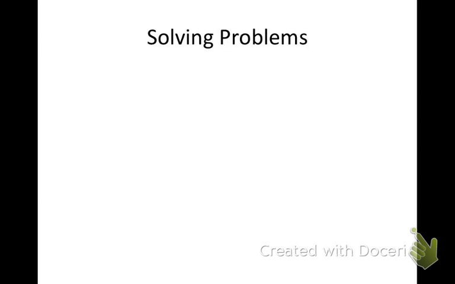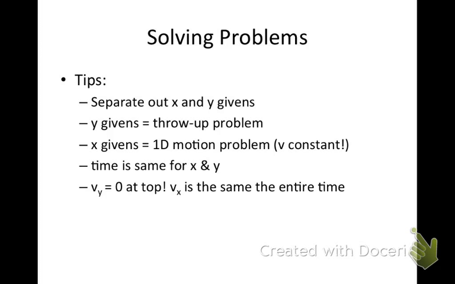So, solving problems at an angle is just like solving problems of horizontally launched objects. Okay, so here are our tips. We're going to separate out the x and y givens, and that's because the horizontal and vertical components are independent of each other, that they don't relate. The y givens give us like a throw-up problem, like a ball is being thrown up in the air and it lands. And then the x givens are going to give us a one-dimensional motion problem, which is like when v is constant.